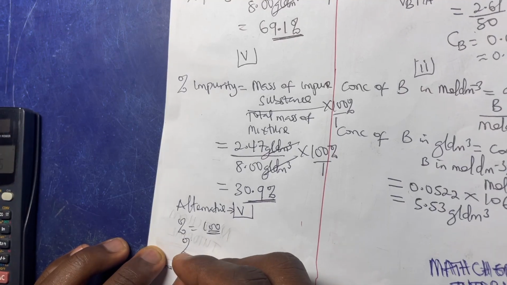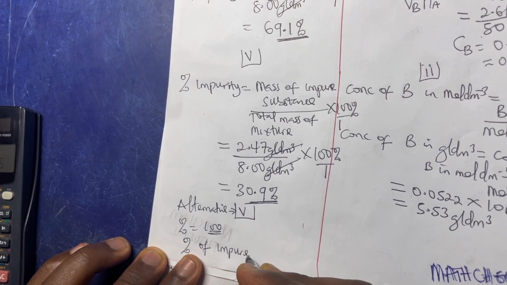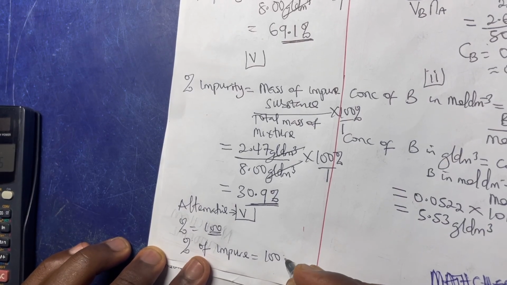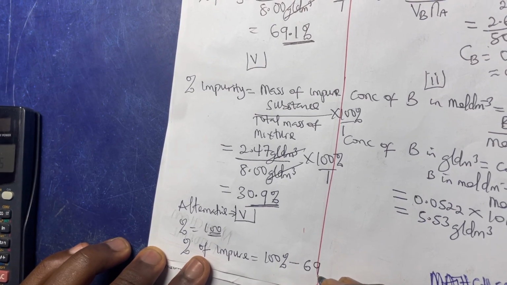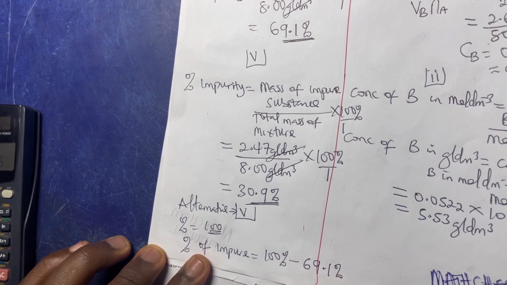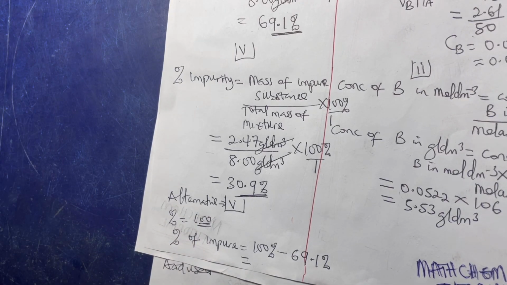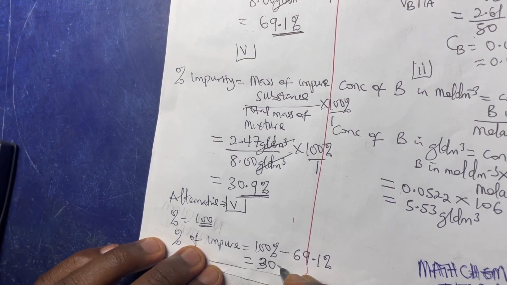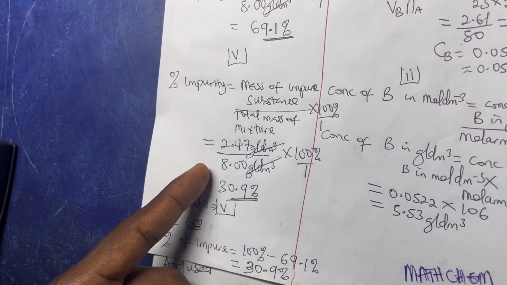So that will be percentage of impure substance or impurity equal to 100% minus 69.1%, where 69.1% is the percentage of the purity. So 100 minus 69.1 will be 30.9%. So you can do it this way or you do it this way, you get the same answer.